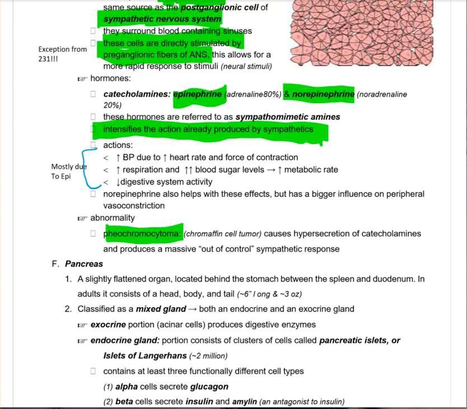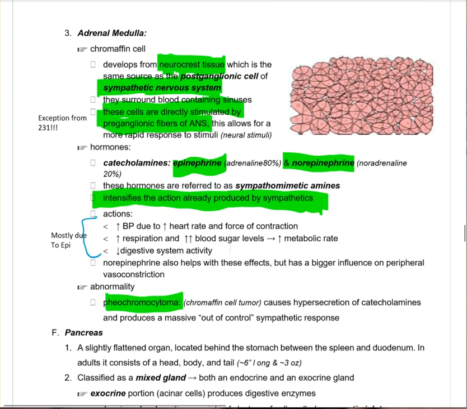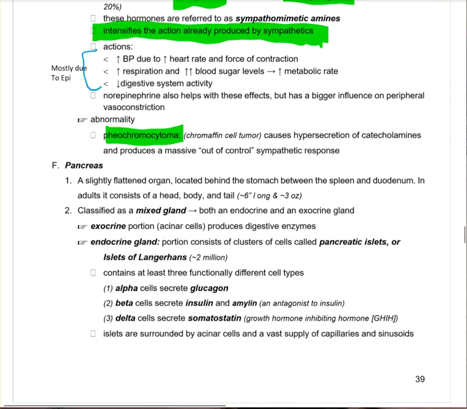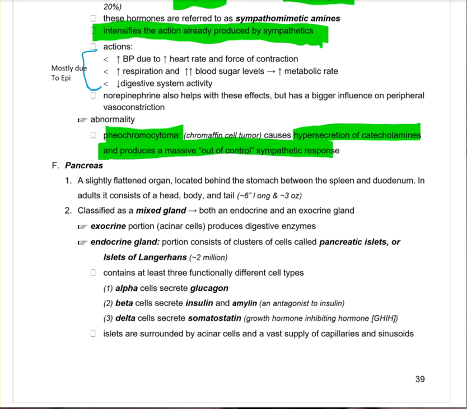One of the abnormalities is a pheochromocytoma. And this is a chromaffin cell tumor, and these cells here are chromaffin cells. There's a little note of that. I didn't mention it, but these cells right here are the chromaffin cells right there. And what this does is this gets a hypersecretion of catecholamines, epinephrine and norepinephrine, and it produces a massive out-of-control sympathetic response. And you can imagine what that would be like. Your heart rate would be racing, your respiratory rate would go up, your body temperature would increase, you'd mobilize all this blood sugar into your blood, things like that. So it could be quite problematic.